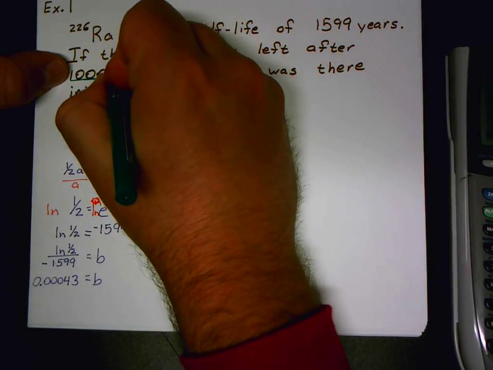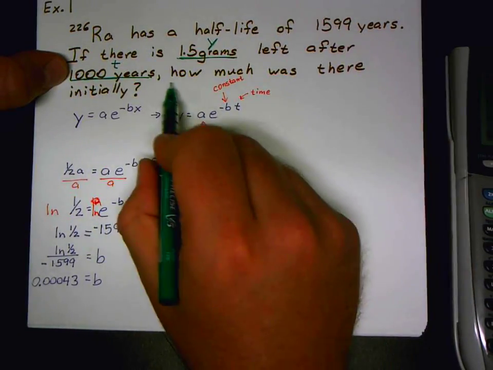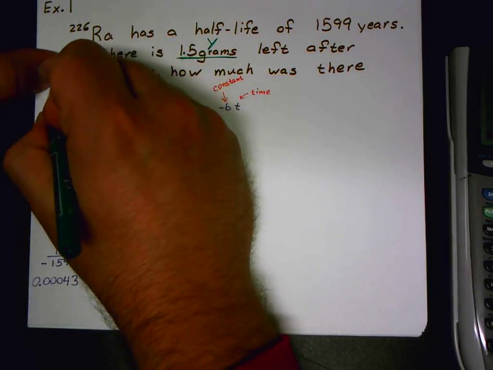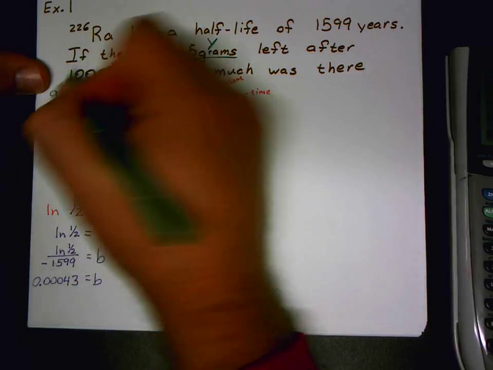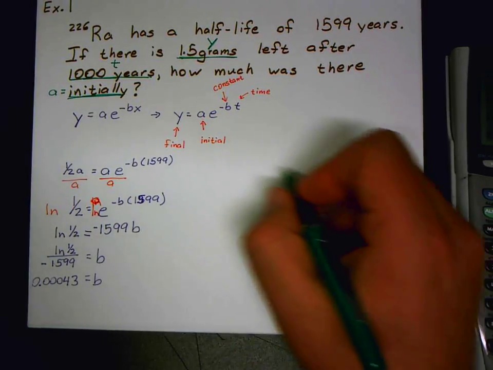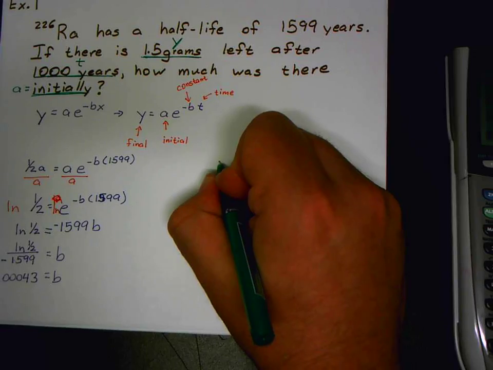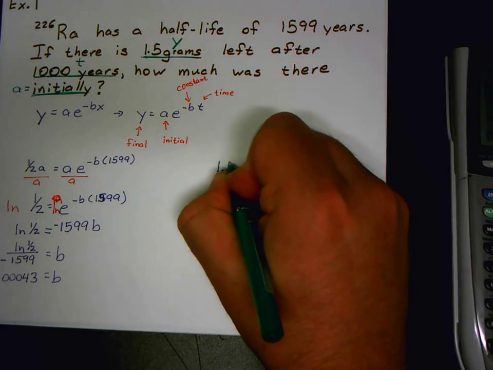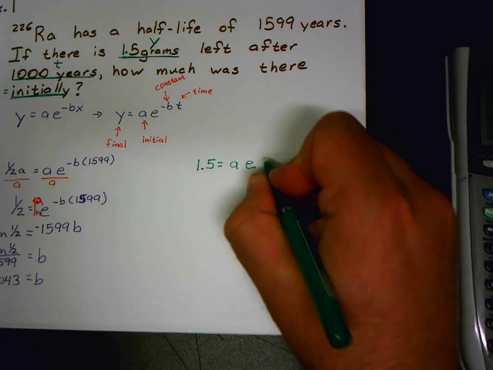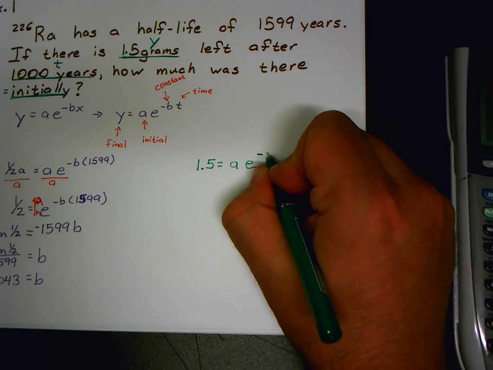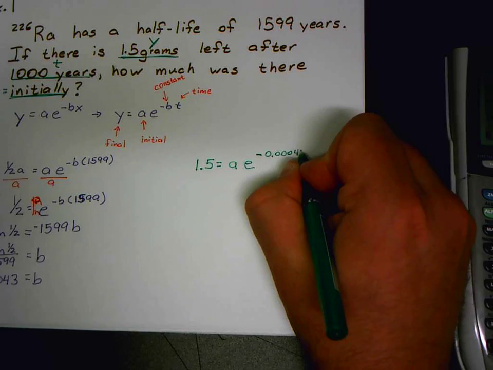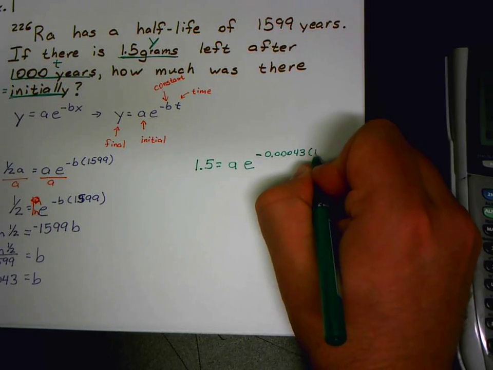Left after 1,000 years. 1,000 years would be what? That'd be time. And then how much was there initially? So I'm looking for what? A. So I plug all that into my equation. So I have 1.5 equals A times e to the negative 0.00043 times 1,000.